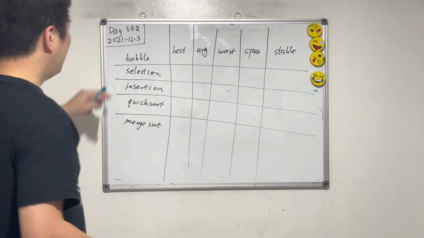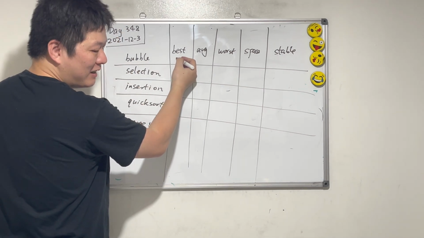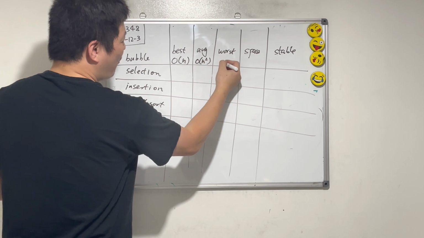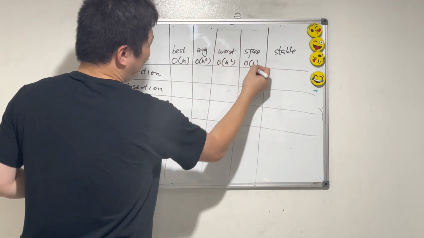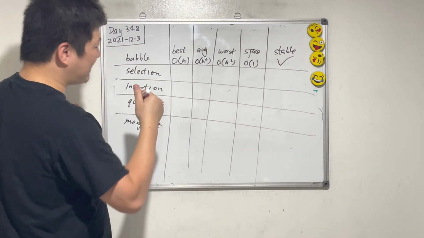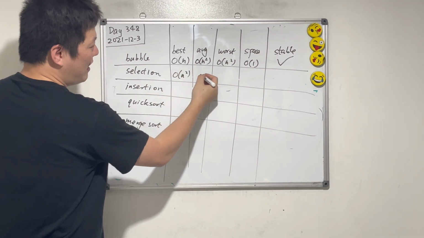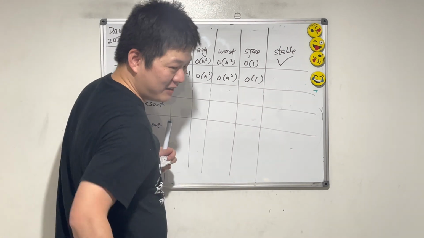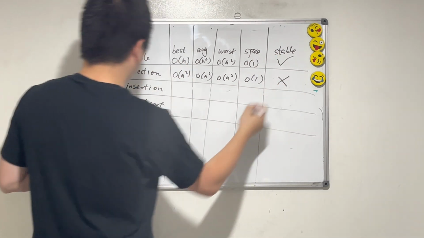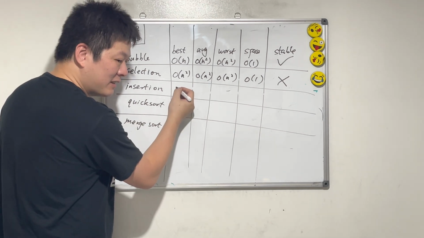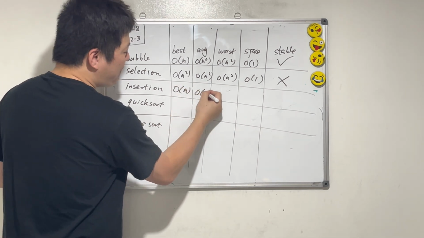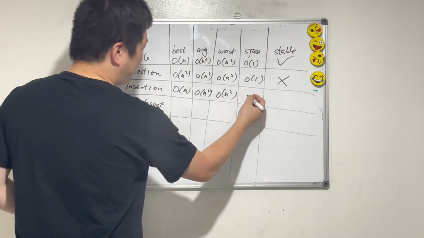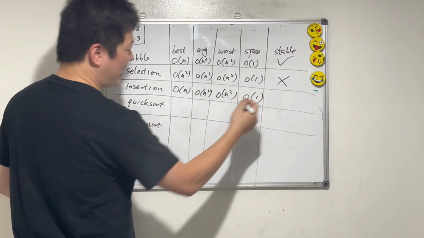Bubble sort, best case is O what? O(n). Average O(n²), worst O(n²), space O(1), stable, yes. Selection sort yesterday, best case is O(n²), average O(n²), worst O(n²), space O(1). Is it stable? No, remember that thing. Insertion sort today, best case is O(n). Average is also O(n²), you know, this is simple sorting, the average and worst are the same, O(n²), okay? Space O(1), insertion sort is stable, okay?